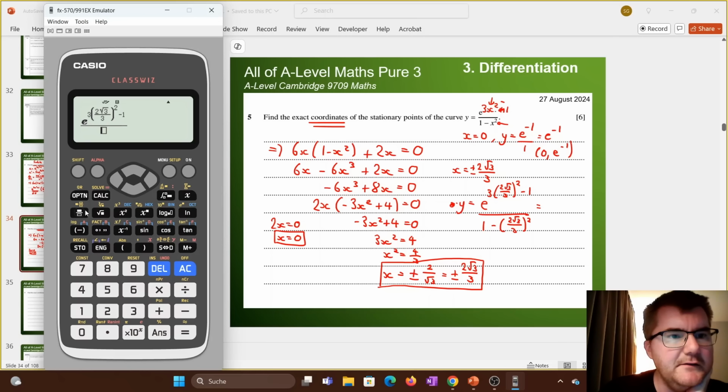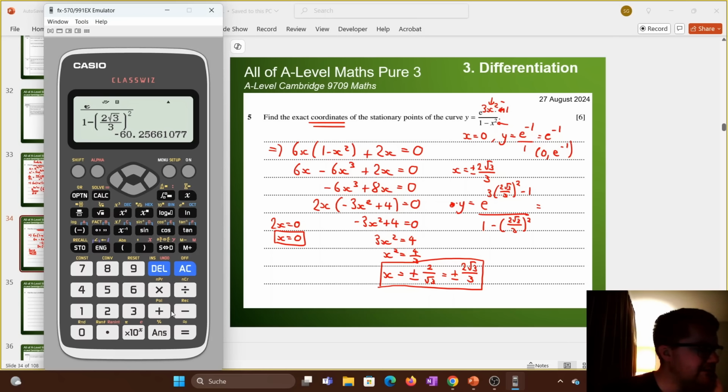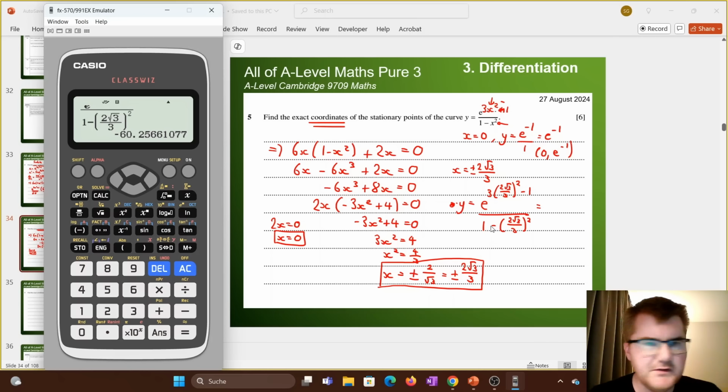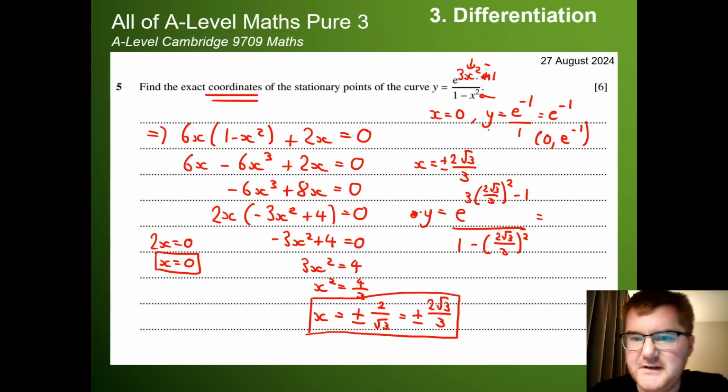And can we now make this a fraction? Yep. So let's just double check everything's right here. 1 minus, and then 2 root 3 over 3, bracket in the right place, squared. Okay, and that gives us some strange value of minus 60.26. But looking for exact coordinates. So if you do exact coordinates, we have to do this manually. Okay, that's kind of annoying, but not a problem.